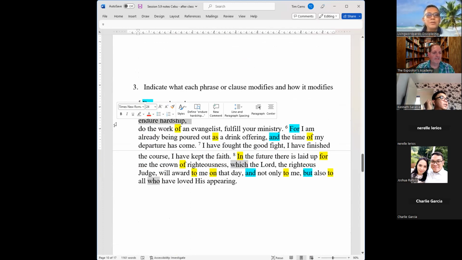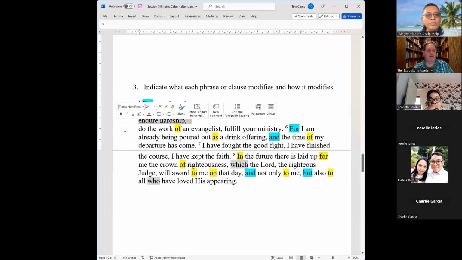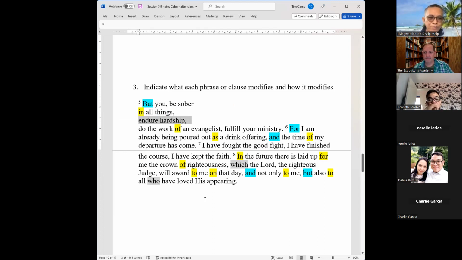Now, why do you think I separated that clause here? There's the comma, but remember, punctuation is just an interpretation of the translation. It's not in the original language. But is there another reason that it makes sense to separate endure hardship as a separate phrase or clause? Anybody have a thought about that? They are in the same list. Yeah, those are independent clauses. It's another command. We have be sober, and then we have endure hardship, right?